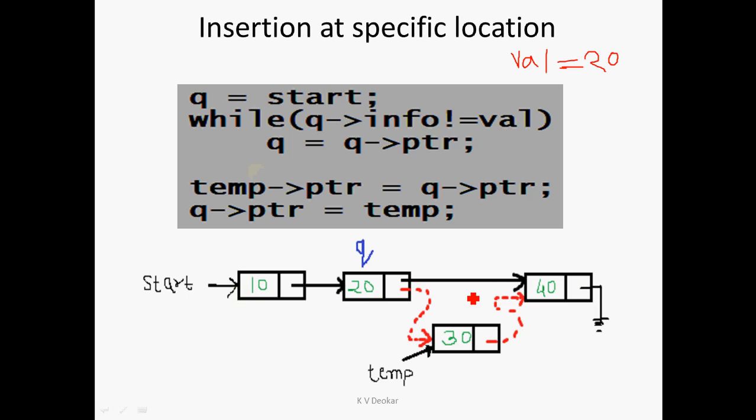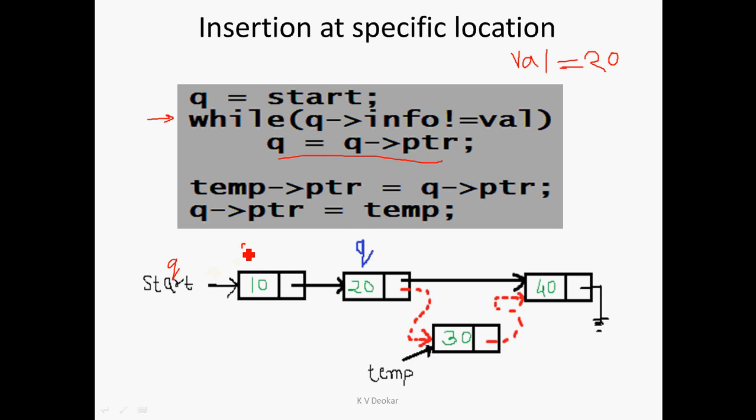For doing that, we need to reach the node with val 20. To reach it, this line of code is used. We'll have a variable q from start. So q equal to start, we start from the first node, and while q info is not matching the value entered by the user, we go on to the next node. Q is equal to QPTR, this line of code takes us to the next node.